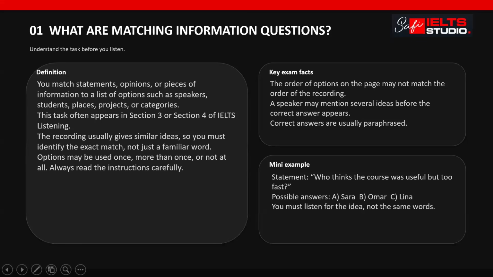Okay. So what are matching information type of questions? In matching information questions, you will have two parts in a question. First of all, you will be given a list of clear options, with statements, opinions or pieces of information. A list of options and a number of questions will be provided to you. So there are two parts. Let me show you practically, then you will understand.